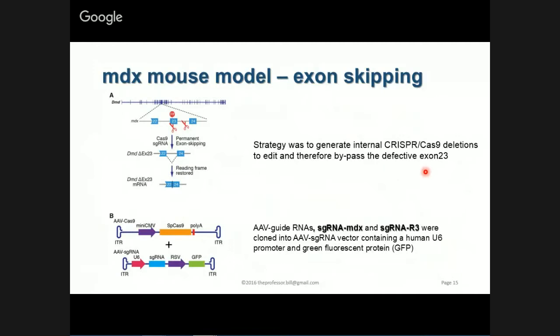Is that okay for everyone? Do you recall the details from a week ago where we talked about the MDX mouse and having a premature stop codon in exon 23? Okay, so in theory, if you delete exon 23, you should be able to get everything back in frame, should be able to get dystrophin going again in these mice.